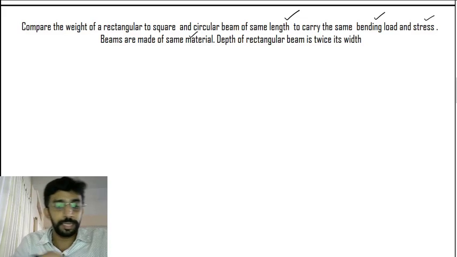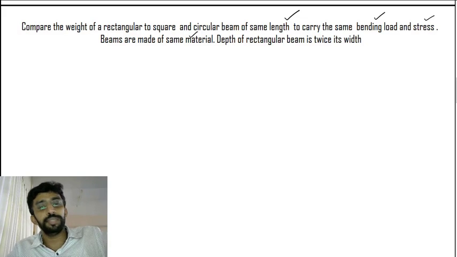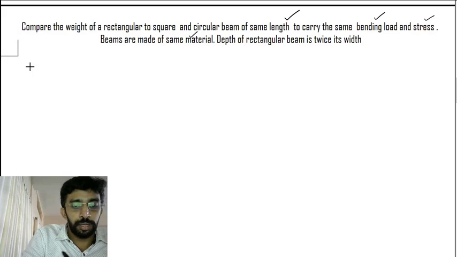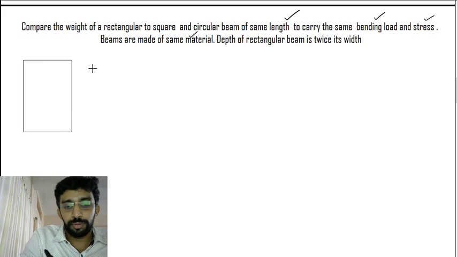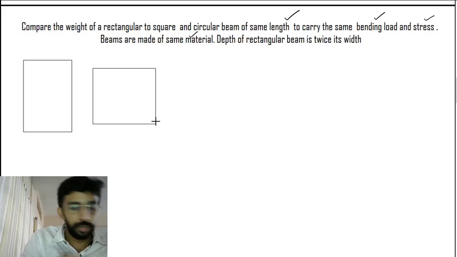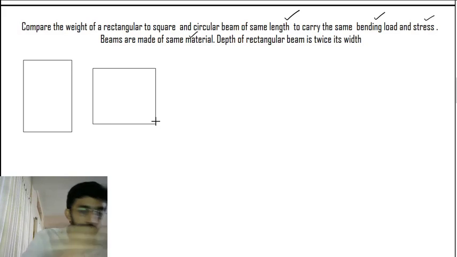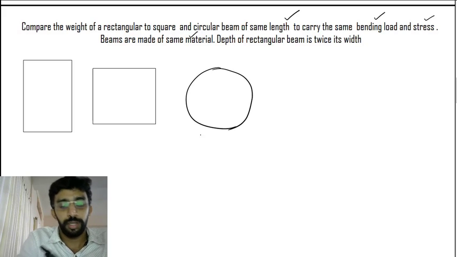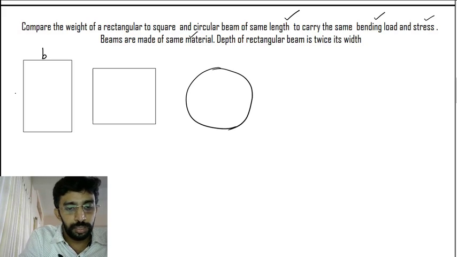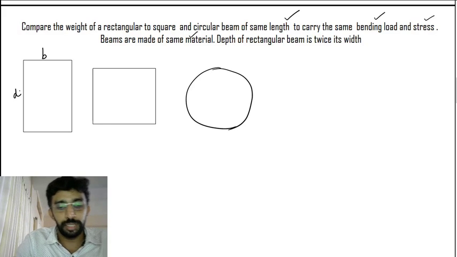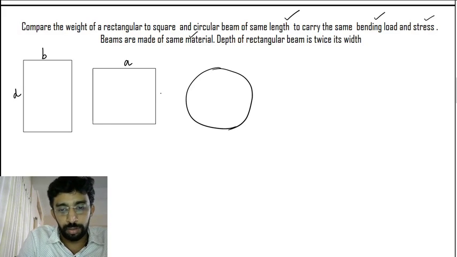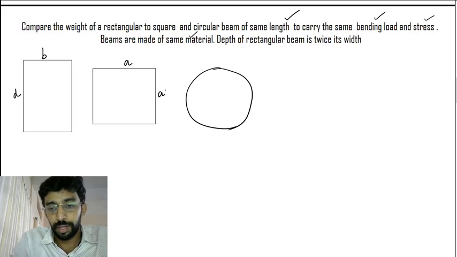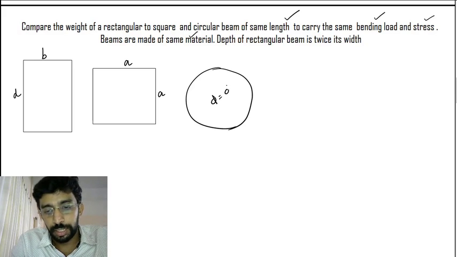First of all, we have to establish some relationship between these cross sections. So let us do that. This is the rectangle we have, and we have a square like this, and we have a circle like this. The width is given as b, depth is given as d, the cross section of the square has side a, and the diameter of the circle is D.